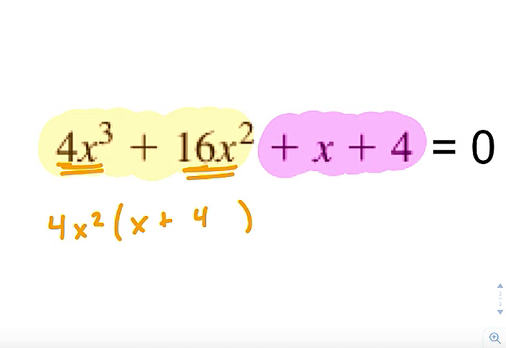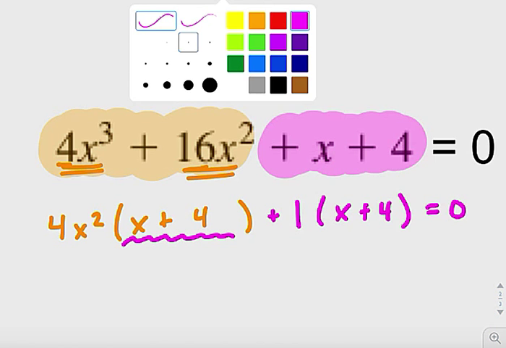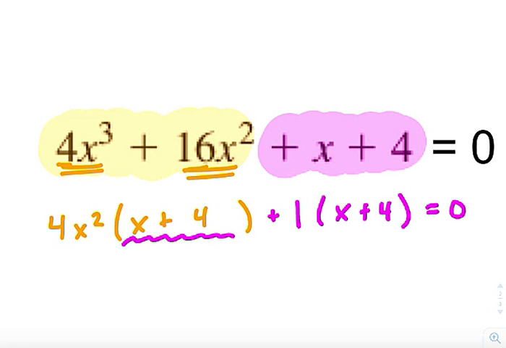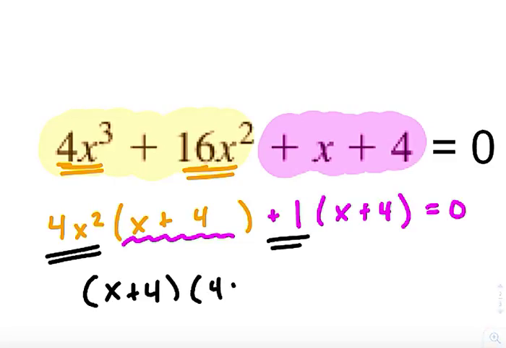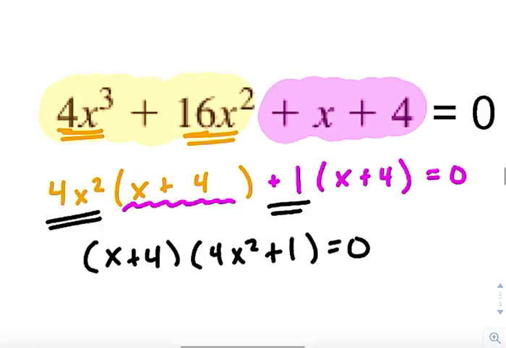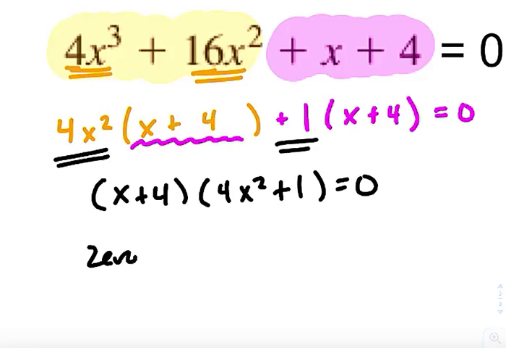Now to the pink group. Here we actually just have a plus x plus 4, and so this is going to be a little bit weird, but if you notice, I have the x plus 4 term, so I want to try and duplicate it, so I'll rewrite this as 1 times the quantity x plus 4. So now pulling our common terms together, x plus 4 occurs in both, so that becomes one term. We have the 4x squared plus 1, and that's going to be our second term.